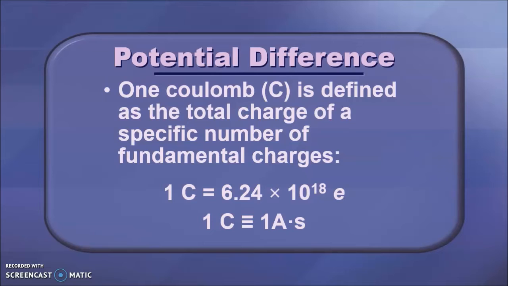1 coulomb is defined as the total charge of a specific number of fundamental charges. Now, when we say fundamental charges, what we're looking at is the absolute value of the charge of an electron. So 1 coulomb is equal to 6.24 times 10 to the 18th electrons. Or it's defined as 1 ampere per second, or ampere-seconds.